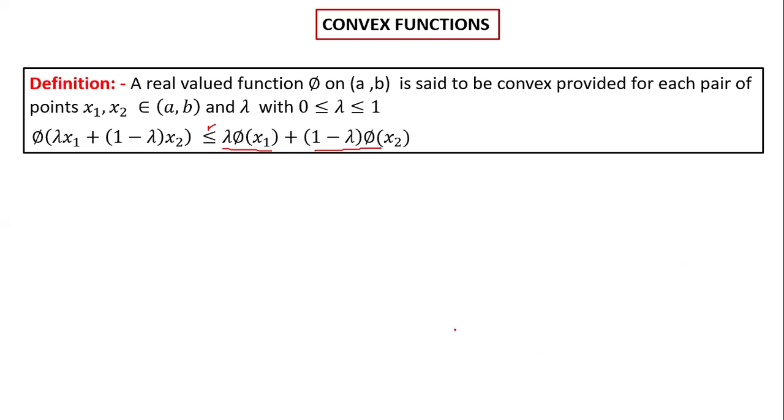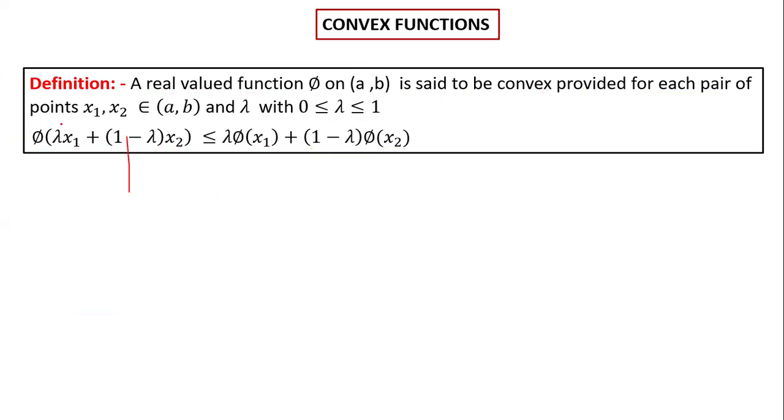So what is the definition here? You can see we have written a real valued function phi on open interval (a, b). That means the phi function defined on the open interval is said to be convex provided for each pair of the points x1, x2 belonging to (a, b) and lambda which lies between 0 and 1, we have this condition: phi of lambda x1 plus (1 minus lambda) x2 is less than or equal to lambda phi of x1 plus (1 minus lambda) phi of x2. So what is the meaning of this condition? Let us talk about this in detail.